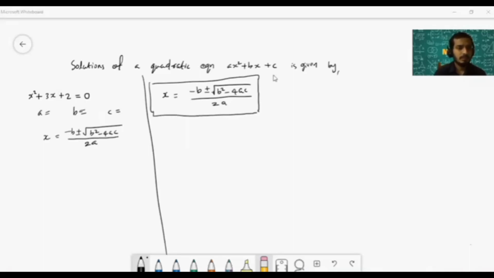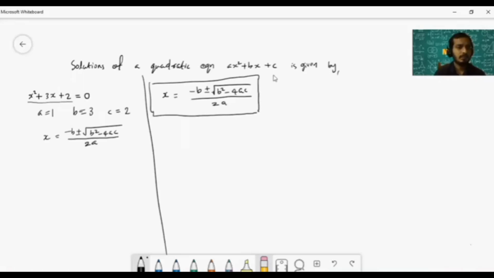From the equation, we want to identify the coefficients. What's the coefficient of x square here? 1x square, right? So the coefficient is 1. A is equal to 1. This we have studied in polynomials also, right? Identifying the coefficients, and we use the same variable names for the coefficients. A, B, what's B here? 3. C is 2.